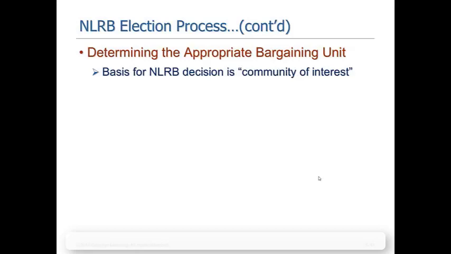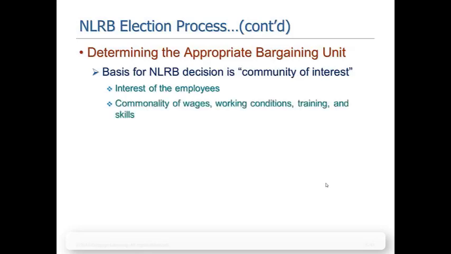Now, one of the most important things that the NLRB has to do is determine what is the appropriate bargaining unit. Okay, and they're looking for a unit that has a common interest, so that they are a community of interest. Okay, so do the employees have a shared interest so that they should bargain together? Okay, that's the idea behind collective bargaining.